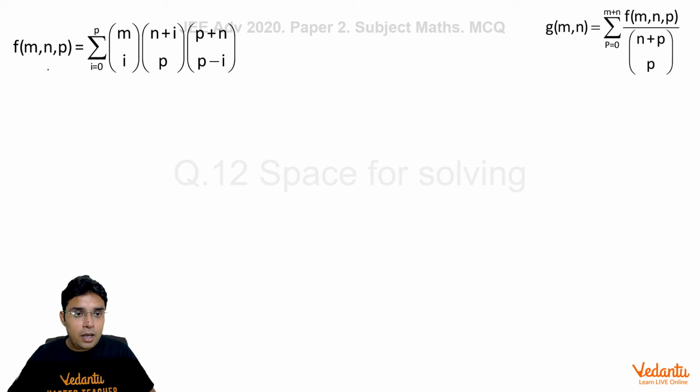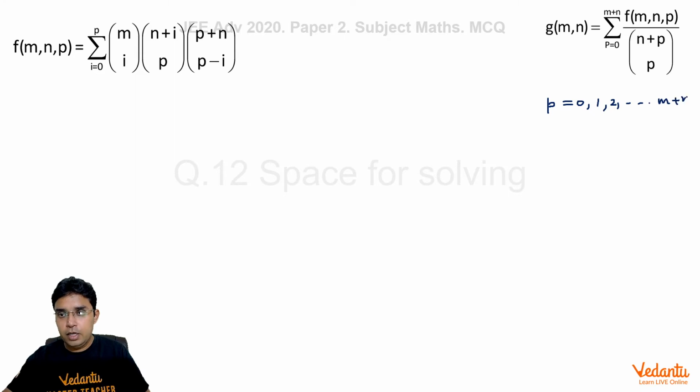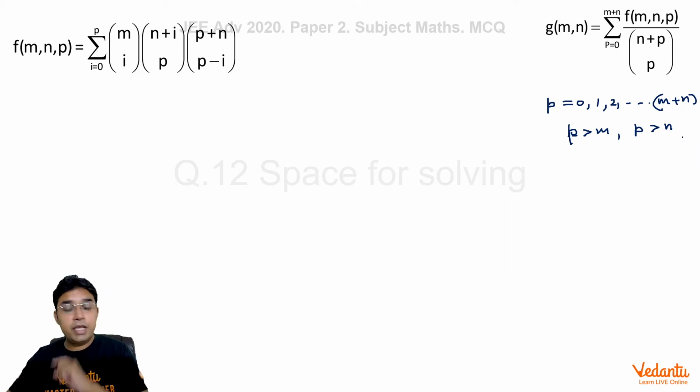Now we are given two expressions to be simplified. One is f(m, n, p) and another one is g(m, n). In fact, we are going to use this f in this g only. Now if you see, this g has limit of p from 0 to m plus n, 0, 1, 2, up to m plus n, which means this p can be greater than m or p can be greater than n, or it can be greater than both also, but it will be less than or equal to m plus n.